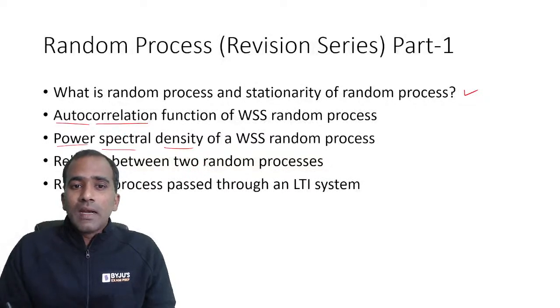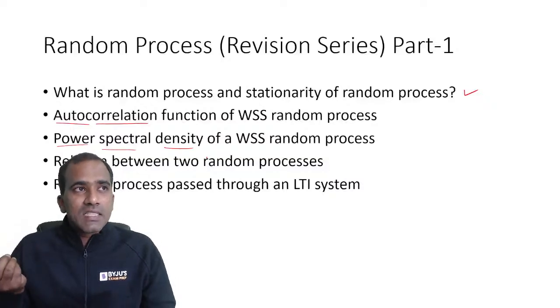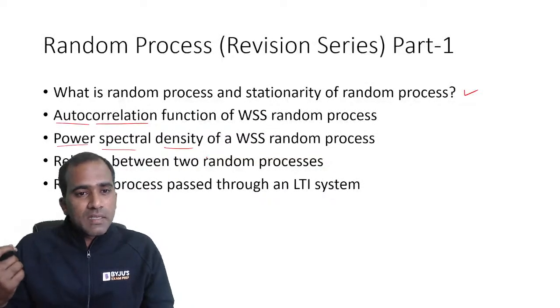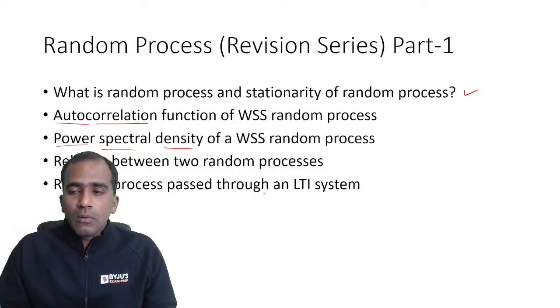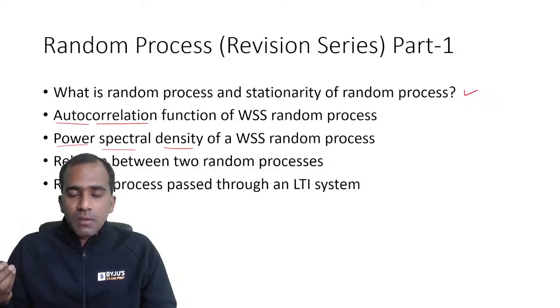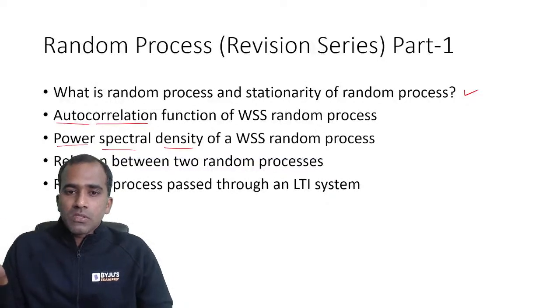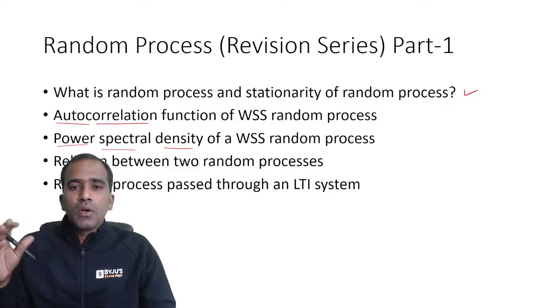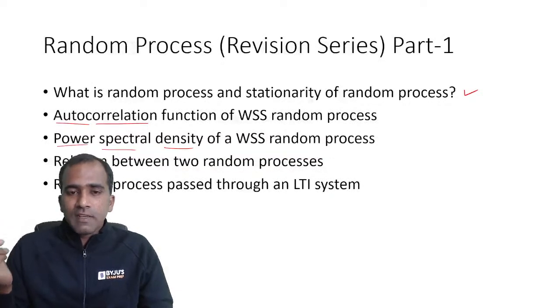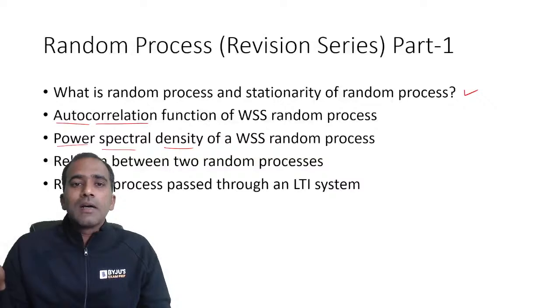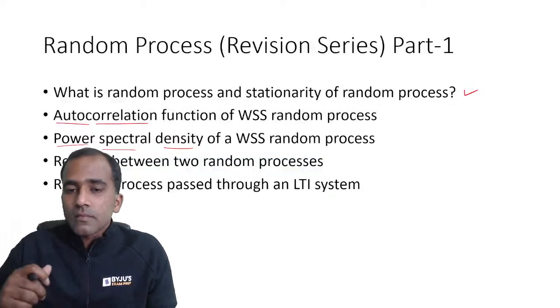And we'll be discussing the relation between two random processes, like jointly wide sense stationary random processes, uncorrelated random processes, and orthogonal random processes. We'll also talk about what happens if you pass a wide sense stationary random process through an LTI system. What is the relation between the input random process and the output random process of the LTI system? The power spectral density relation, the autocorrelation function relation, the mean value relation. We'll try to revise those things. With whatever we learn in this random process class, we'll be able to understand noise analysis. Very good. So let us start.